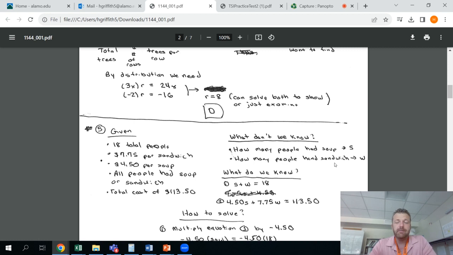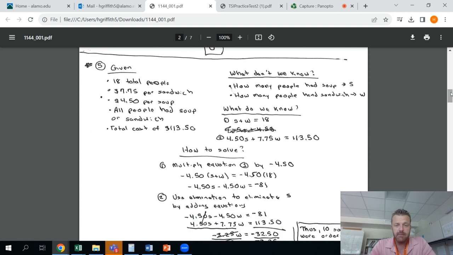What do we know about S and W? We know that since everyone ate one or the other, if you add them, you get 18, because there were 18 total people. So the number of people that ate soup plus the number of people that ate sandwiches was 18. In addition, we know that each cup of soup we bought cost $4.50, and each sandwich that we bought cost $7.75. And that linear combination of the sum of those two things is going to be $113.50. So really what we're able to do is write two linear equations in two variables.